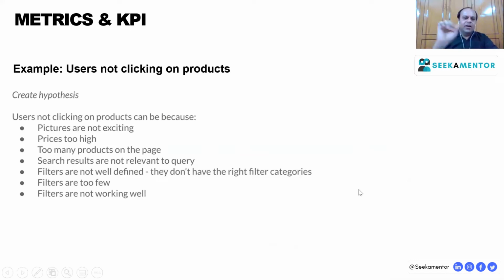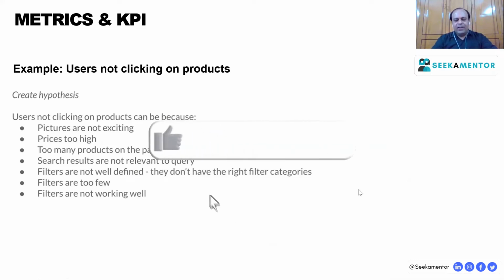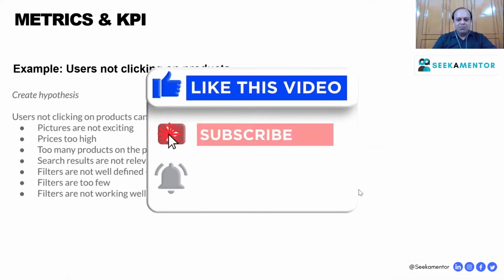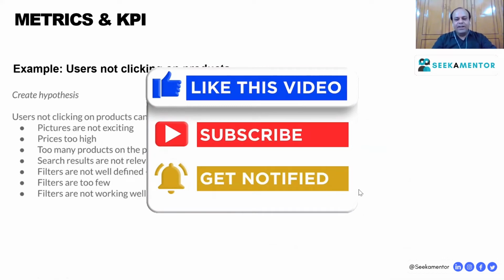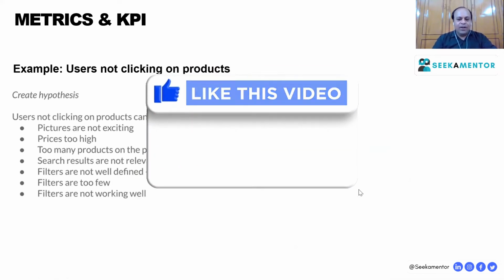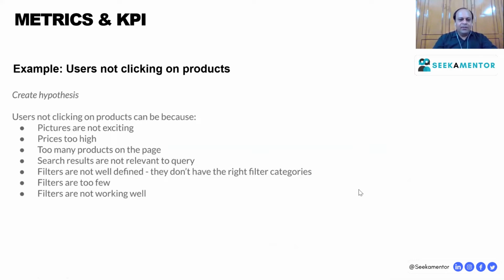Let's take another example. Users are not clicking on products. Most of the time, once we design the UI interface for customers, people are not happy and are not clicking on the product. They are just opening the app, but they don't want to see the details. Why? It can be many reasons. Pictures are not exciting, or they don't create any interest for the user. Prices are too high. The page is overcrowded with too many products. Searched products are not relevant to the query. Filters are not defined, are too few, and are not working properly.